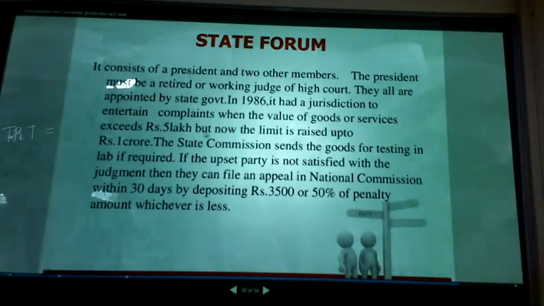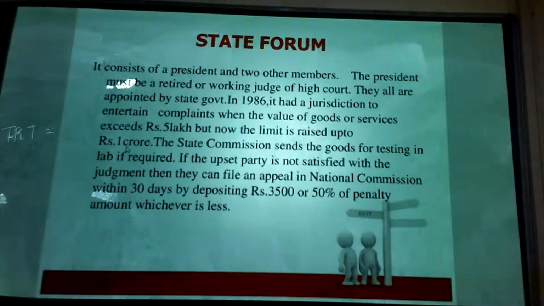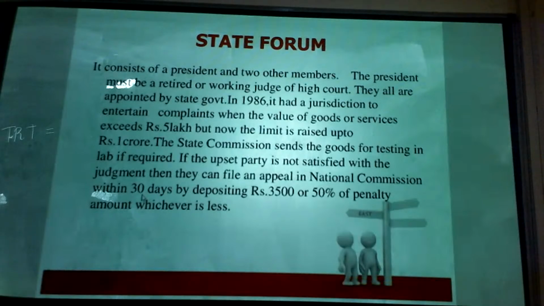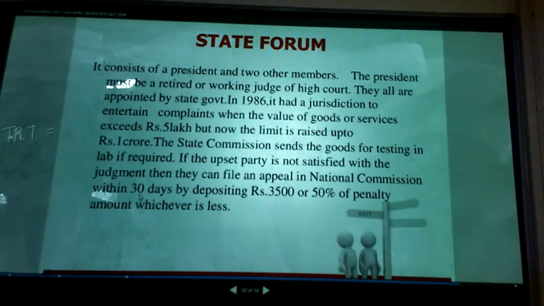The same thing. The limit before was 5 lakh and nowadays it is raised up to 1 crore. So from 20 lakh up to 1 crore you can get compensation in the state forum or state commission. The state commission is replaced by the High Court, and ultimately if you are not satisfied, the same thing: suppose you are not satisfied with the state commission, you can also enter the national commission.